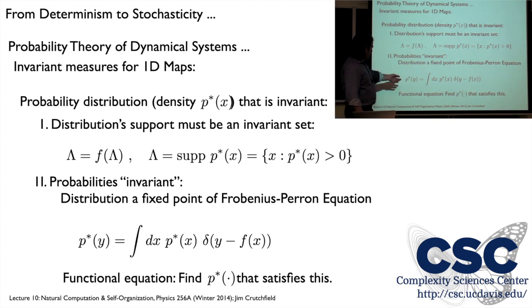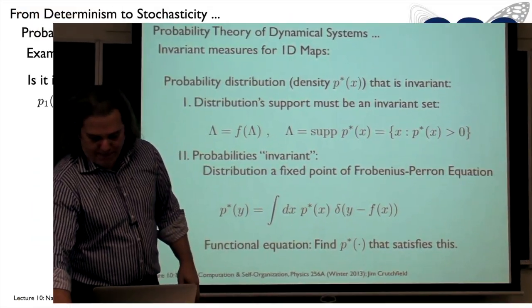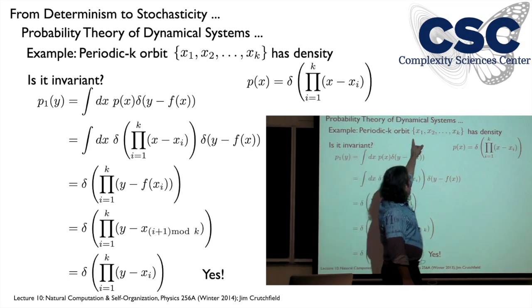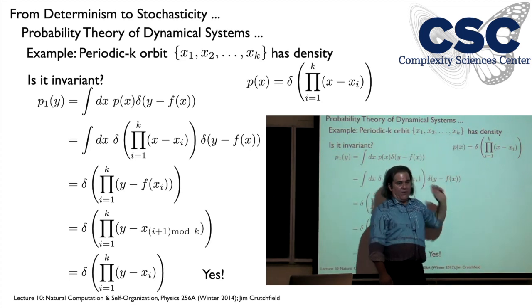So this is a functional equation. This fixed point equation is a constraint on the function that we're looking for, P star. So here's a real simple case, sort of familiar. Let's imagine that we had some periodic orbit, a period K orbit.